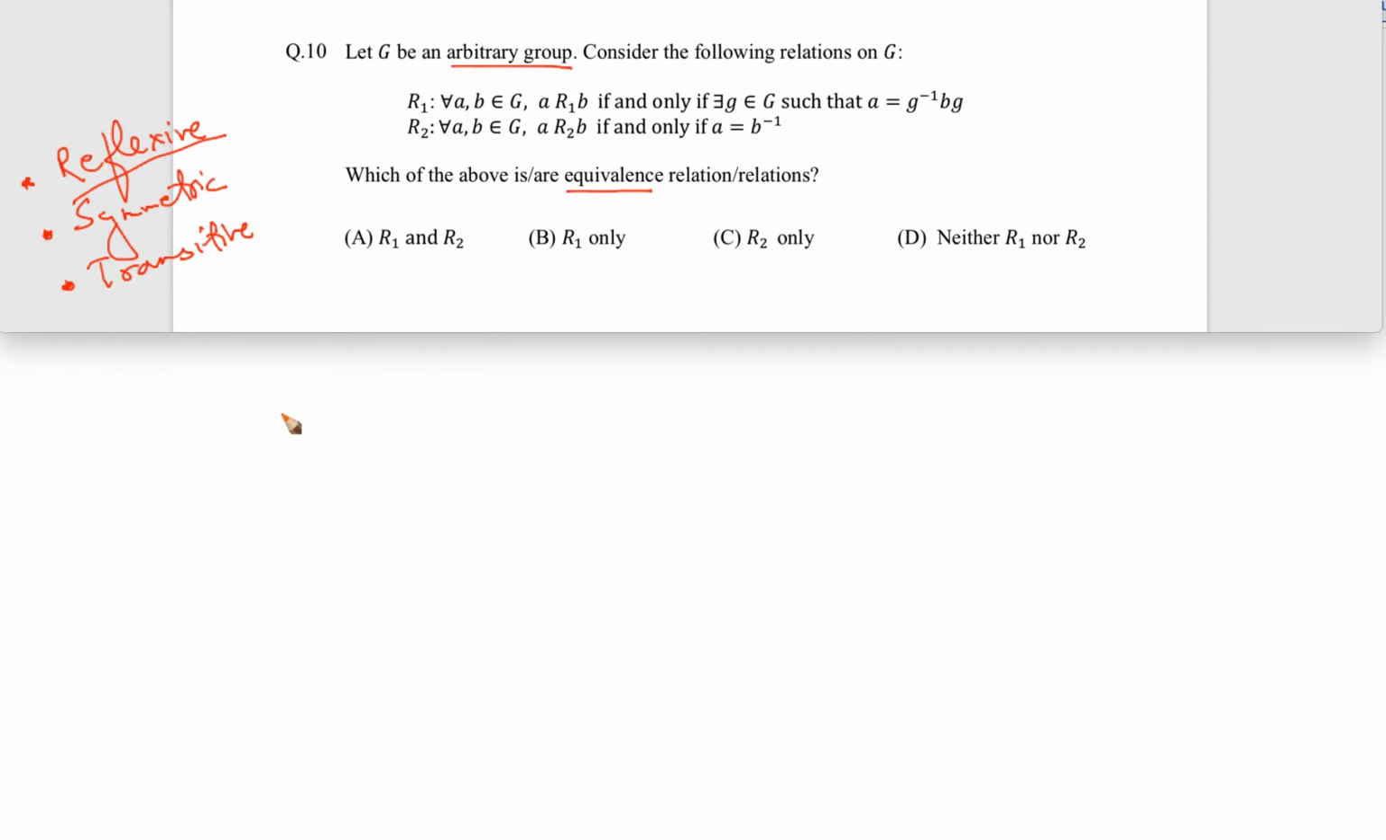If I take A and A in R2, I don't know whether it is true or not that A is in relation with A. It can only happen when A is equal to A inverse, which means that every element is the inverse of itself, which is not always the case for all groups. So reflexivity does not hold, which means equivalence does not hold. It means R2 is not an equivalence relation. That problem is solved. We are only figuring out R1 right now.